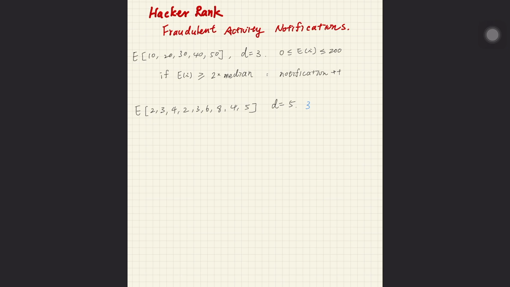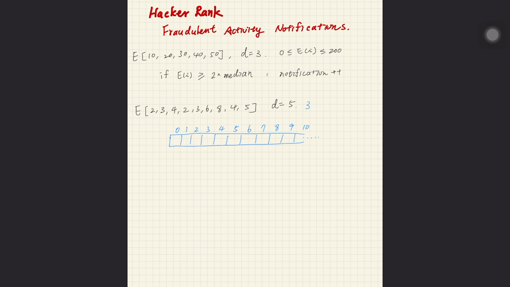So we have a range from 0 to 200, so we want an array of size 201. Here is the array, another array we will use in counting sort. In this array, the index is the number in the E list, and the value at that index is the frequency of the number in the E list.